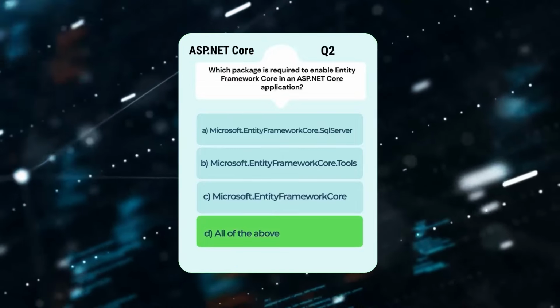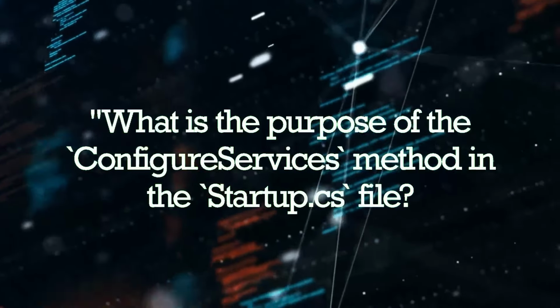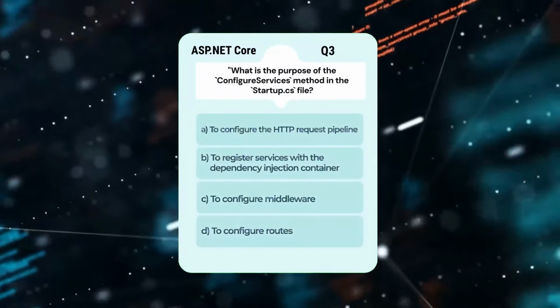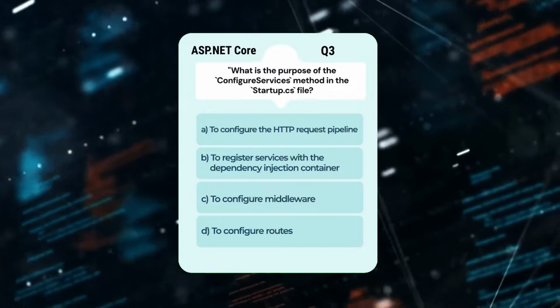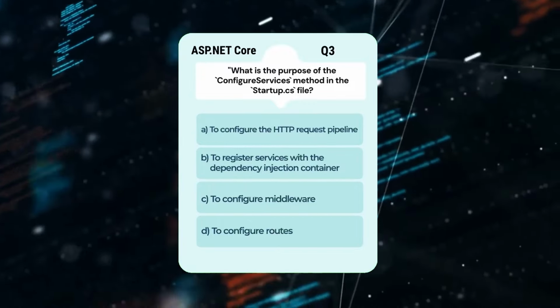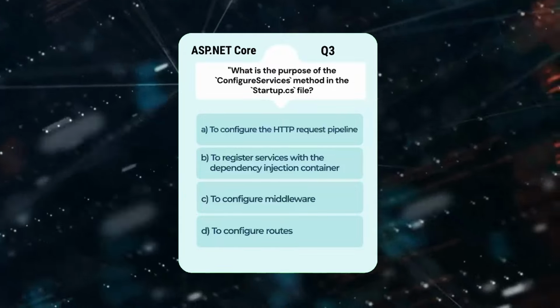Answer: D. What is the purpose of the ConfigureServices method in the Startup.cs file? Options: A. To configure the HTTP request pipeline. B. To register services with the dependency injection container. C. To configure middleware. D. To configure routes.